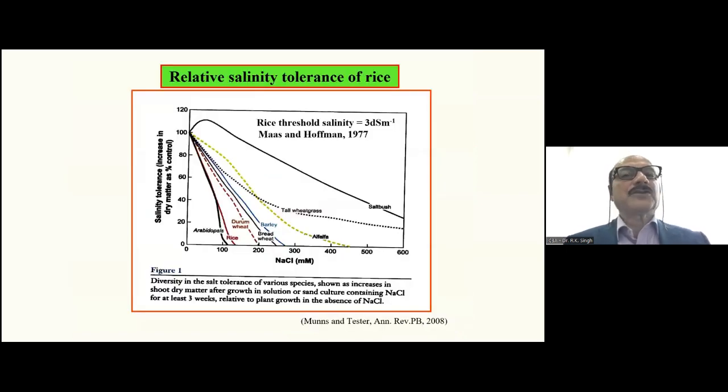If we talk about rice, it is a salt sensitive crop. Rice has a threshold salinity of around 3 dS/m as per the Maas and Hoffman paper, which is a classical paper. In this classical paper, you can see rice is almost next to Arabidopsis, but it also has one of the highest areas among staple crops under waterlogged conditions. While wheat and barley are the most tolerant food crops, still rice is required. Why? Because of its biology. It has aerenchyma, so it can grow well under waterlogged conditions.